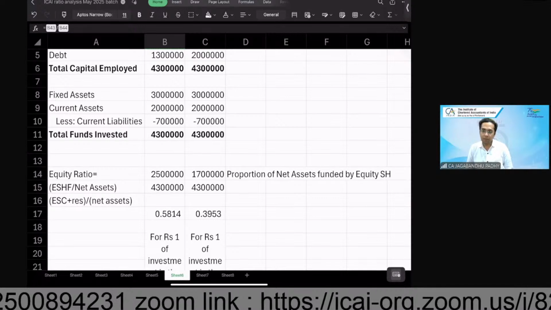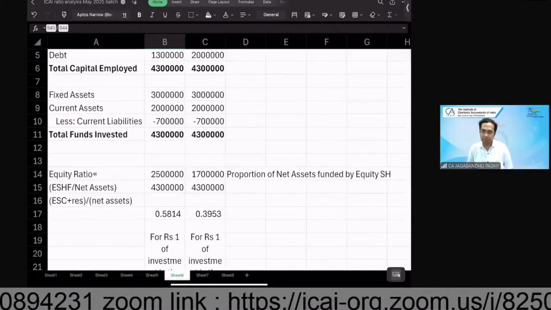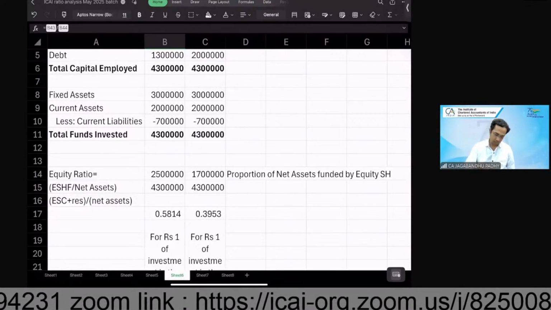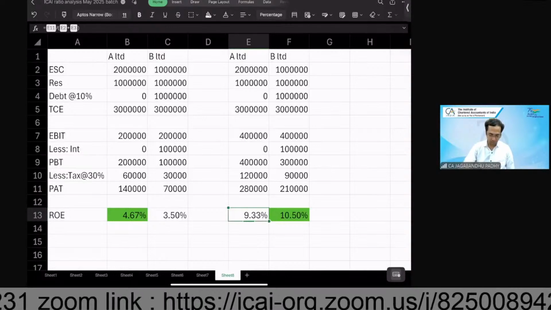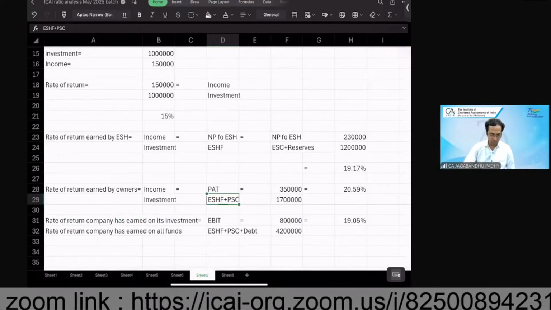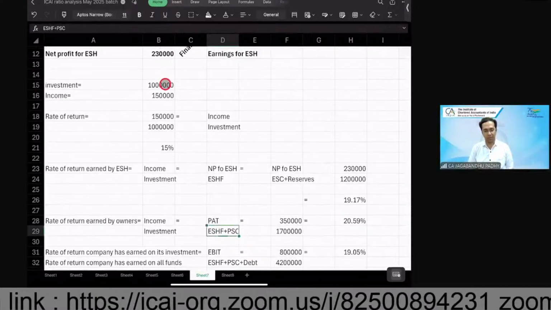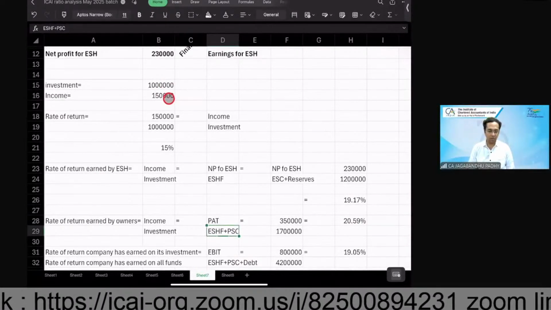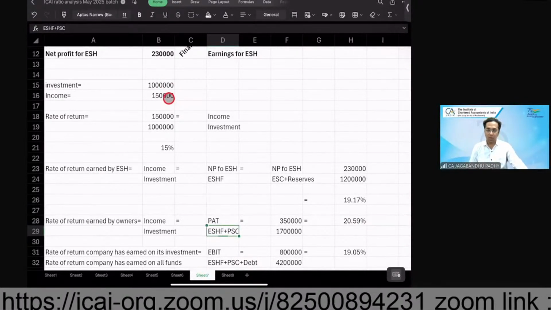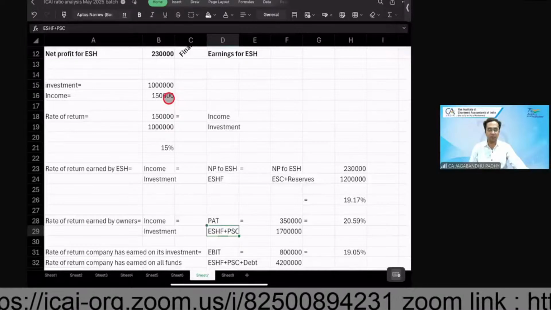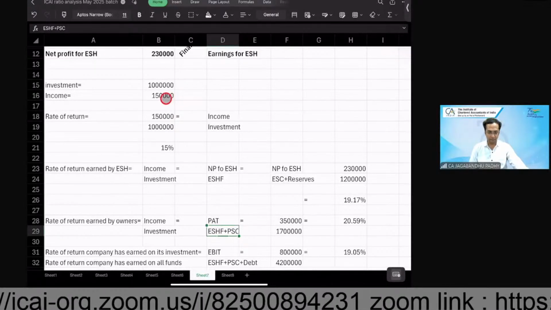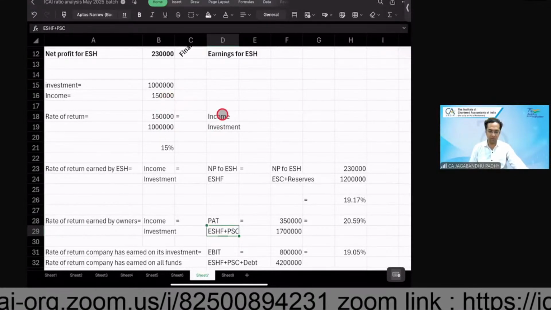Good evening, sir. Good evening, Rosaline. Sir, the last one, the rate of return on investments. Just tell me once again, I missed somewhere. Okay. If you make an investment of 10 lakh and you earn an income of 1,50,000 on it, how do you compute the rate of return? Income divided by investments. Simple. So income divided by investment.